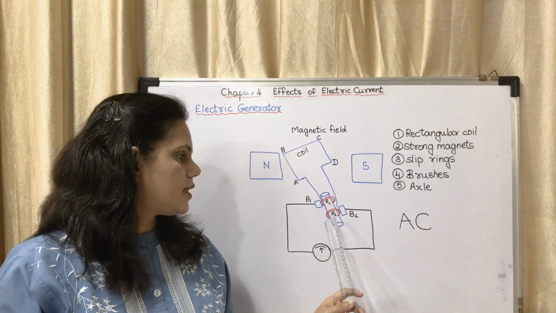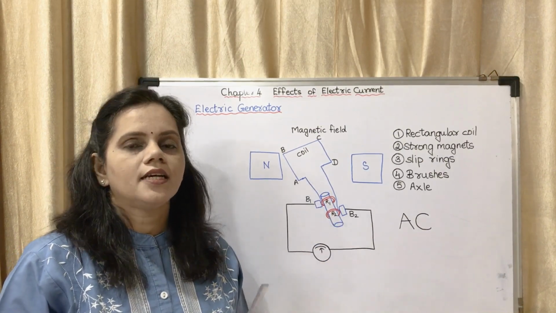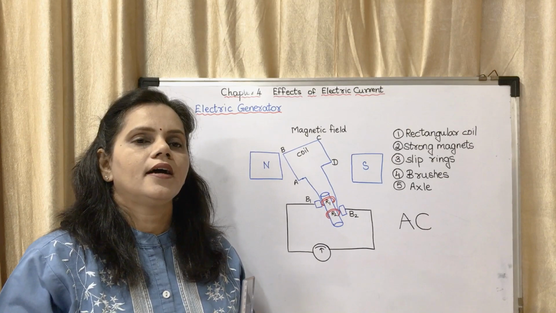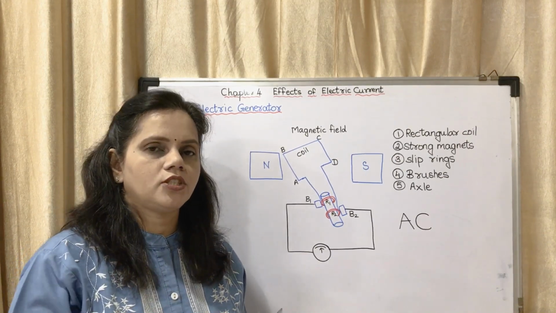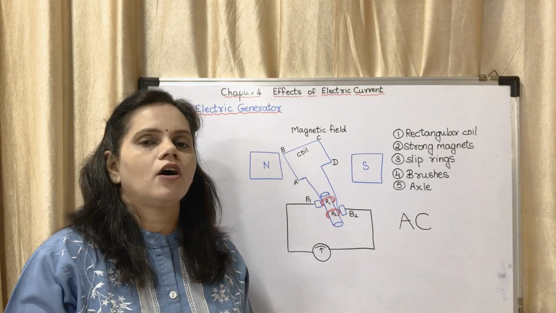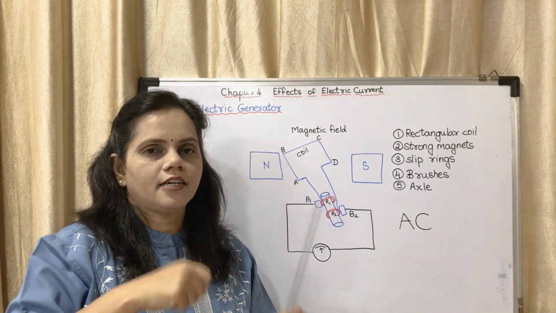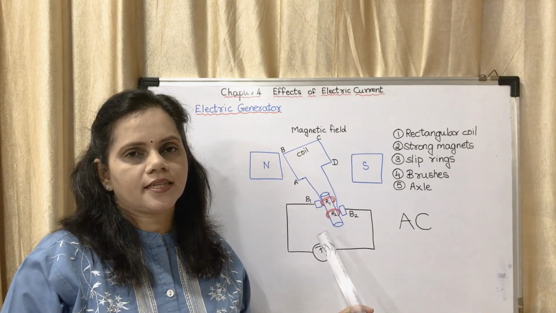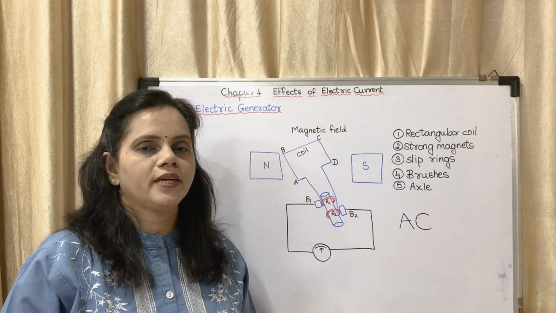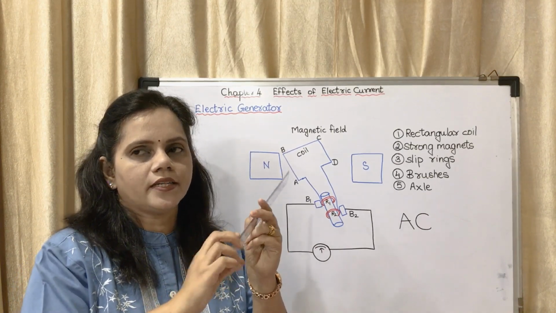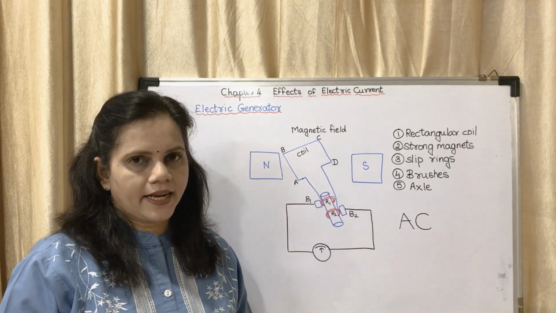So the axle and the coil are turned by another device from outside. We put in an engine, or the turbine will move. The turbine is connected to the axle, and the axle will move. Axle will move means it will start to rotate. It will start to rotate in the clockwise direction.